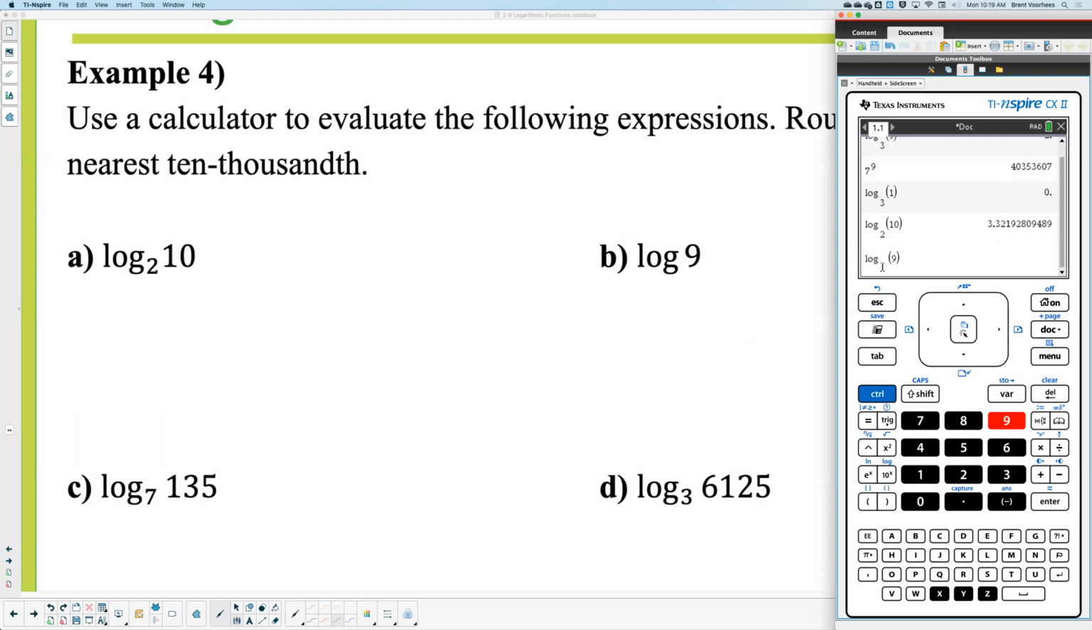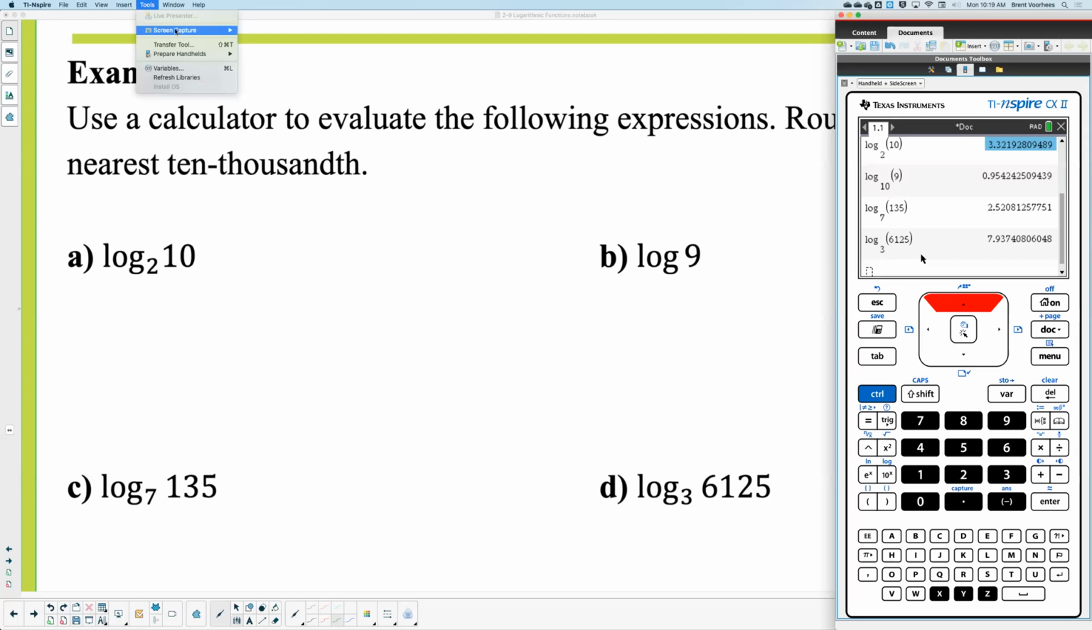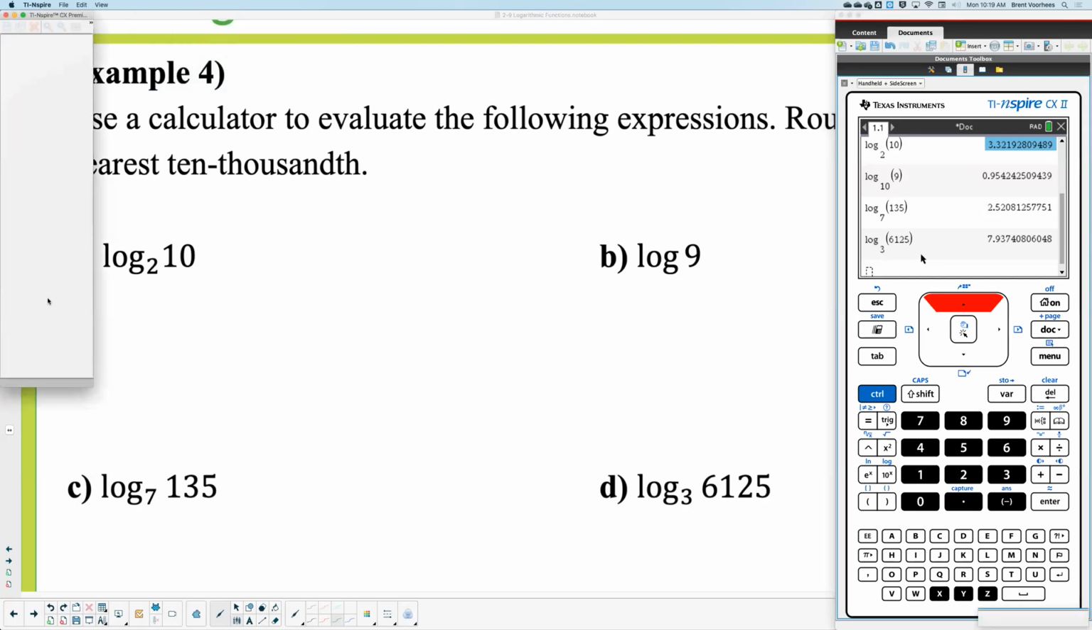Do I have to type in the 10? No, because the calculator knows that if you type in log 9, it assumes the base is 10. Notice it filled it in as soon as I hit enter. So it's 10 almost to the power of 1 would equal 9. Not quite, because 10 to the first would be 10. Okay. Do it again. Log base 7 of 135. What am I looking at? Press enter. There's that answer. And finally, log 3 of 6125. There you go. Got our answers. Just going to paste this into the notes and we're going to move on.